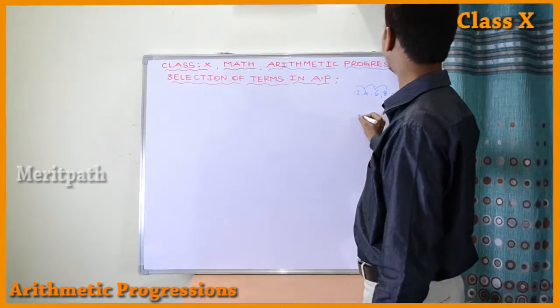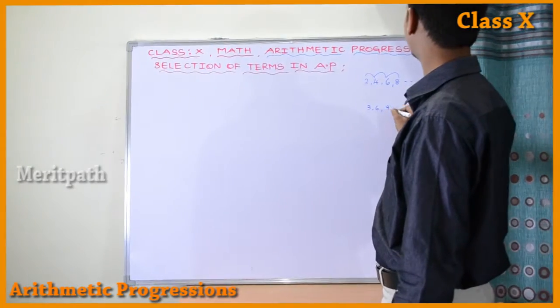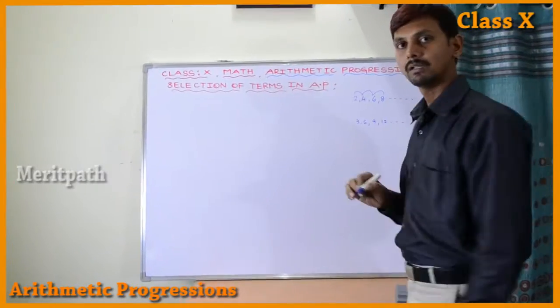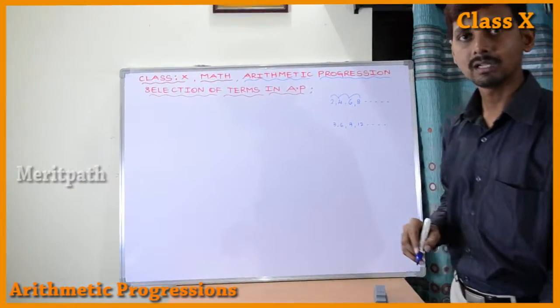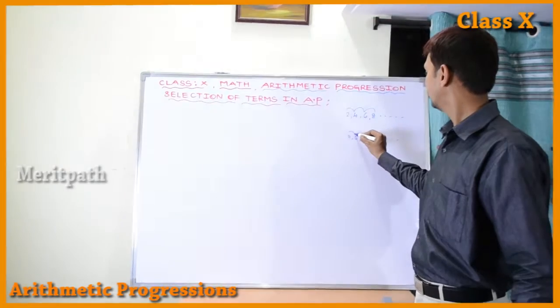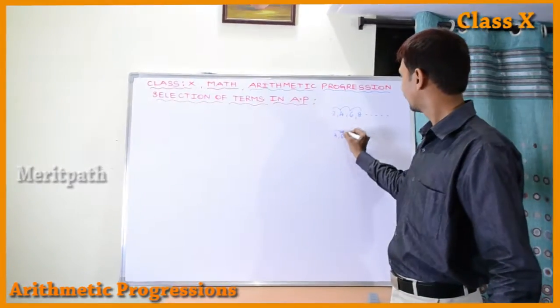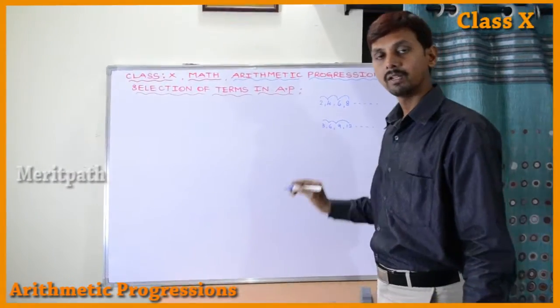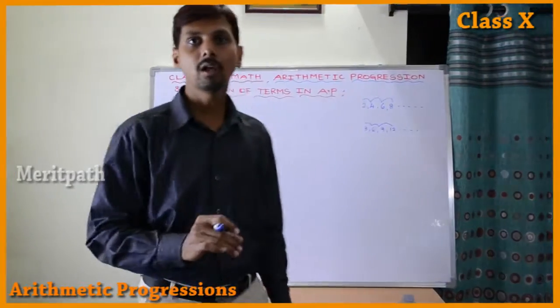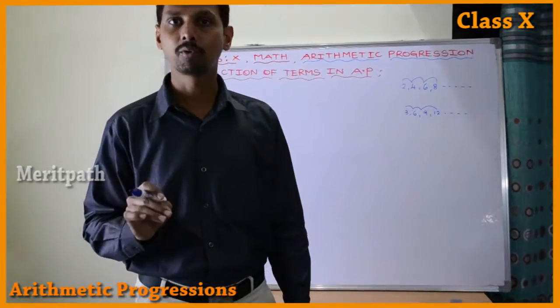For example, another example, 3, 6, 9, 12 and so on. Here also we can observe the terms are 3, 6, 9, 12. The difference between the terms is 3. The common difference is 3. So if the common difference is the same, then we call the progression an arithmetic progression.